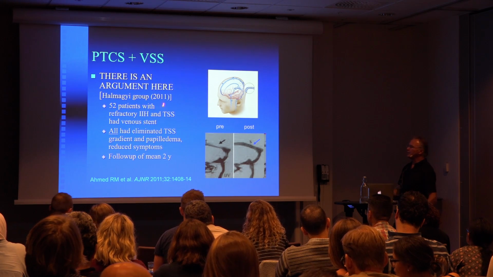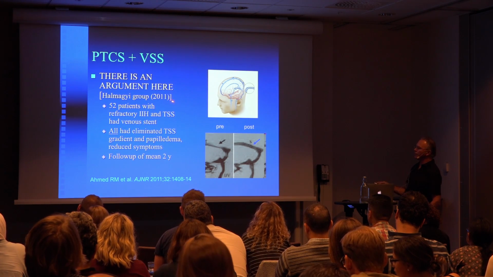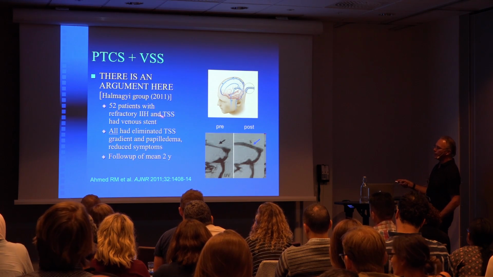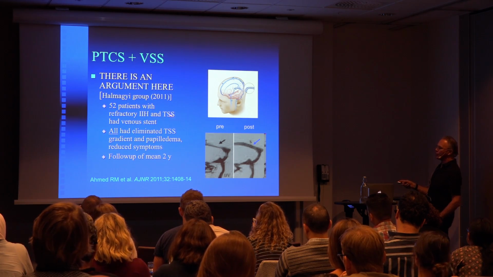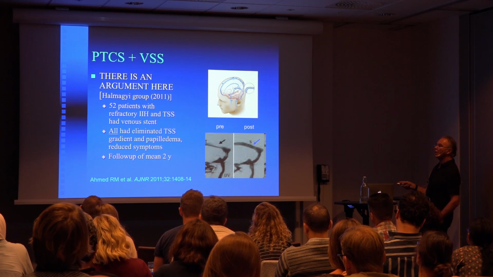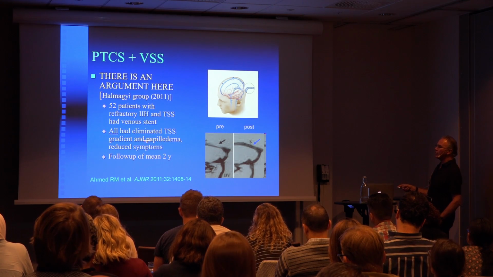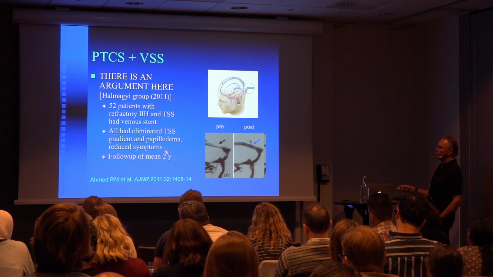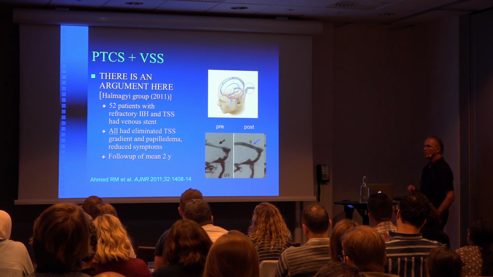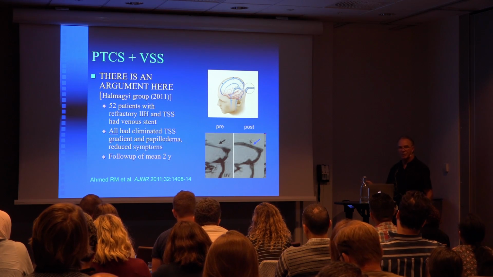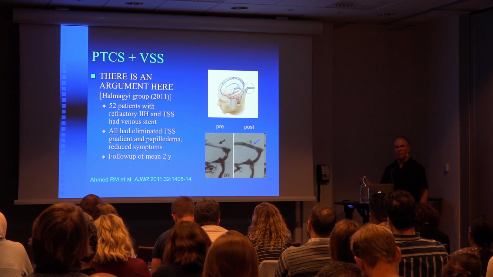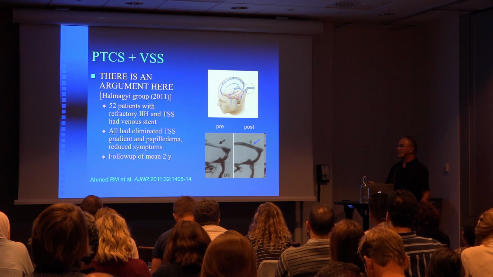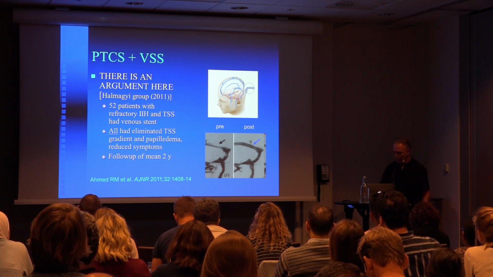This is from Halmaji's group, which is from Sydney in Australia. This was their original big paper back from 2011. 52 patients with refractory IIH and stenosis. They had the stent put in. All of them eliminated the stenosis, the gradient across the stenosis, the papilledema, and the symptoms. And that was with a follow-up of 2 years. They are big proponents of this, and it's still a controversial procedure. But the results they have reported are pretty dramatic for effectively treating this. It's got some risks involved, you'll see.